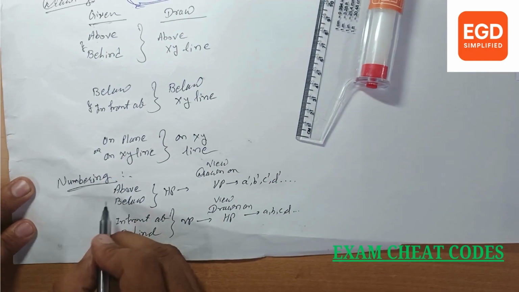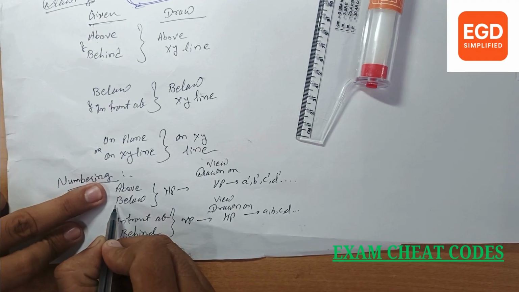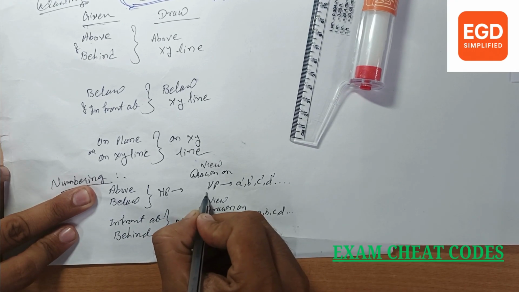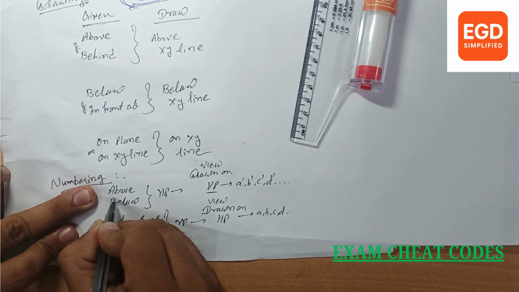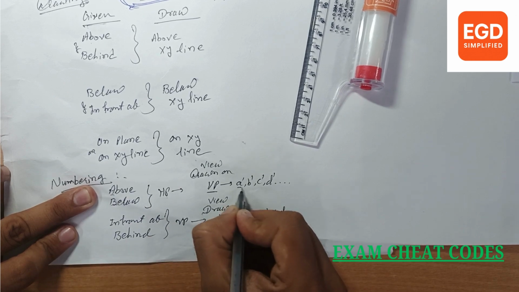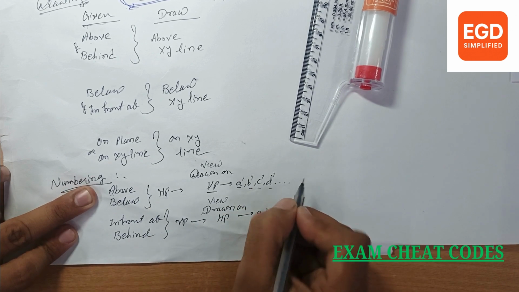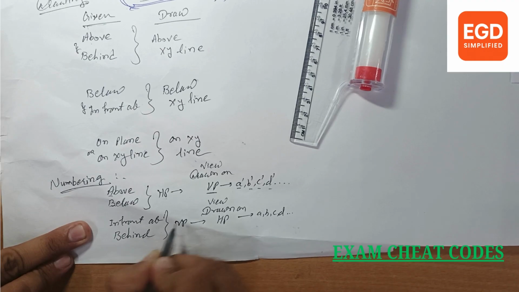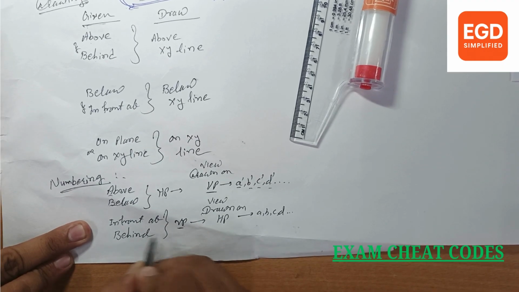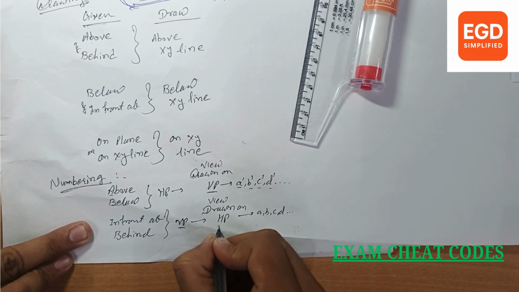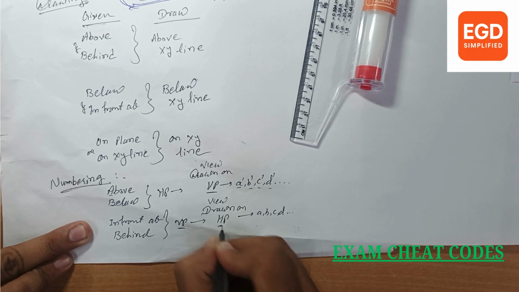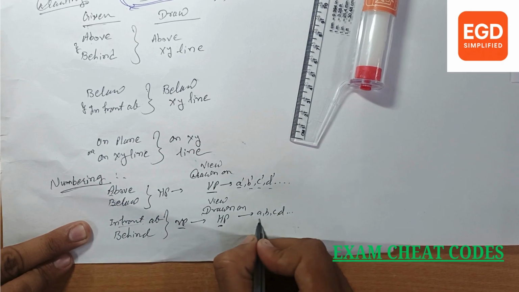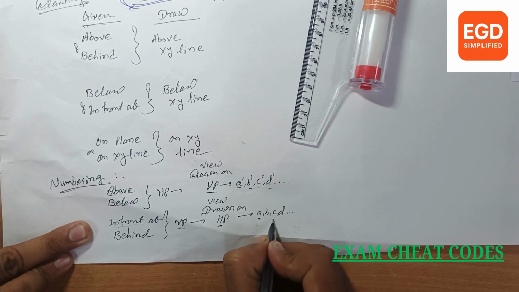And for the numbering, if it is above and below the horizontal plane, we are going to plot that point on the vertical plane. So for above and below we will use numbering A dash, B dash, C dash, D dash, etc. If it is given in front of VP or behind VP, at that time we will plot that point on the horizontal plane. So all the numbering when it is given in front of and behind, we will mark as A, B, C, D.